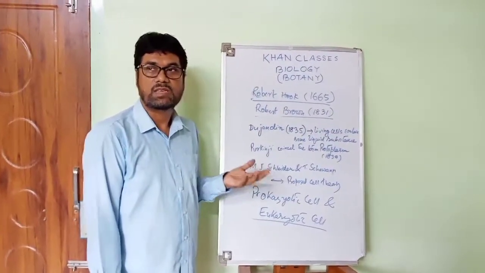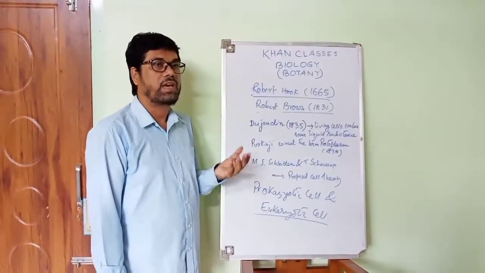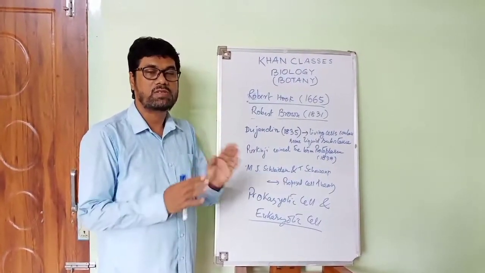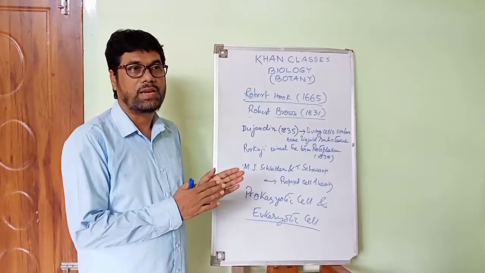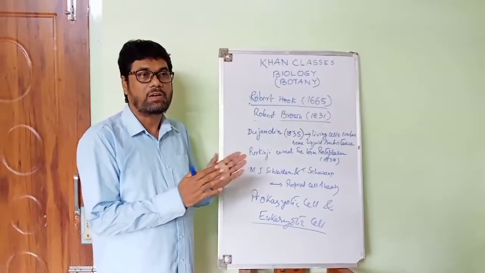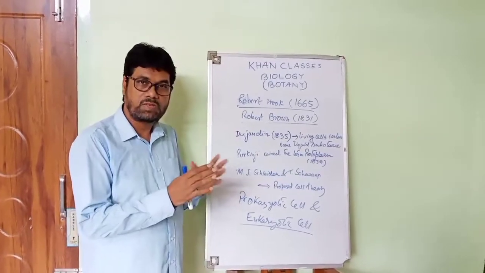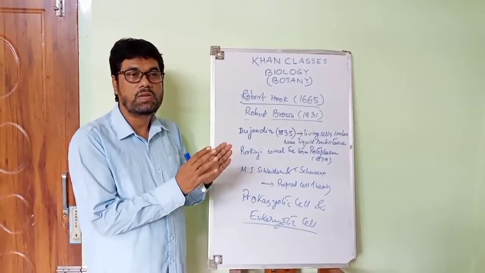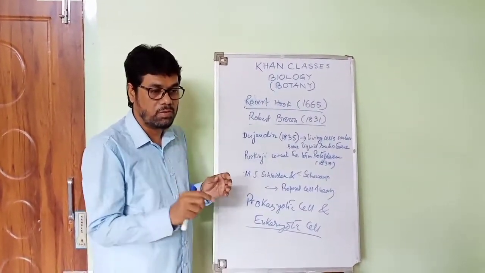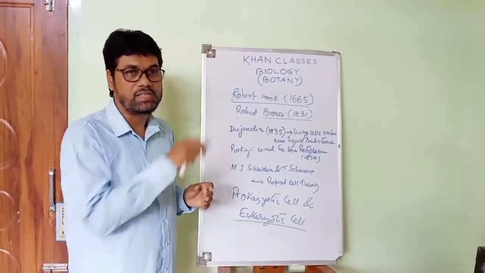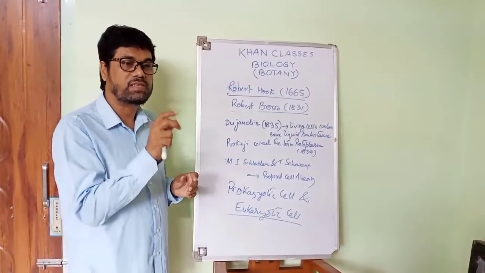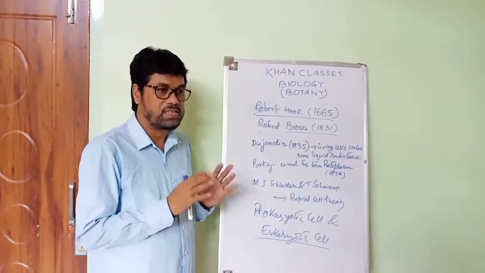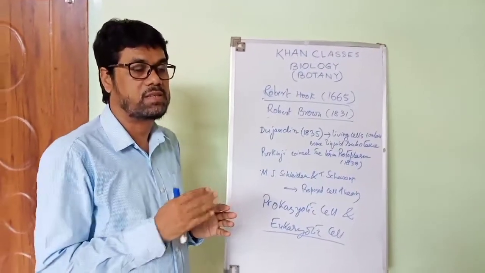A true nucleus is there, and all the other living components of the cell are also available in this type of cell. In the animal cell, you will find a true nucleus, and protoplasm. The protoplasm is divided into two parts: cytoplasm and nucleoplasm. The living material inside the nucleus is called nucleoplasm, and the living substance found inside the cell minus the nucleus is called the cytoplasm.